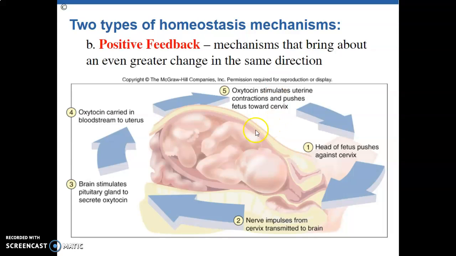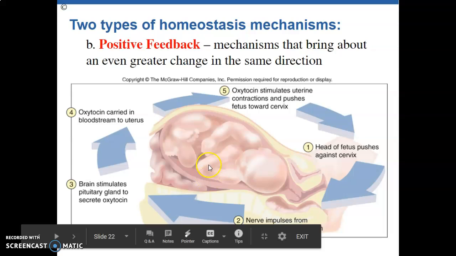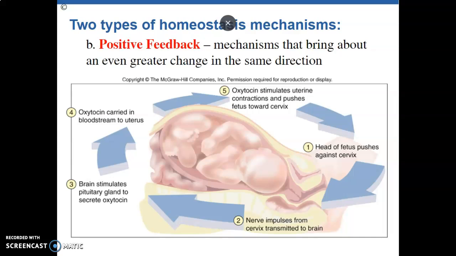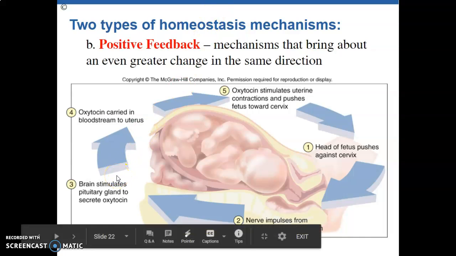The example we're going to take a look at is the birth of this baby that's right here. So note that we have the cervix right down here. We have the cervix and the birth canal. All right, so let's take a look at this example. Point number one, the head of the fetus pushes against the cervix. Point number two, nerve impulses are transmitted from the cervix to the brain. Point number three, the brain then stimulates what's called the pituitary gland to secrete a hormone called oxytocin.